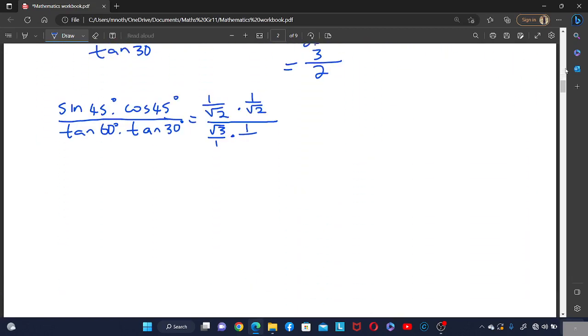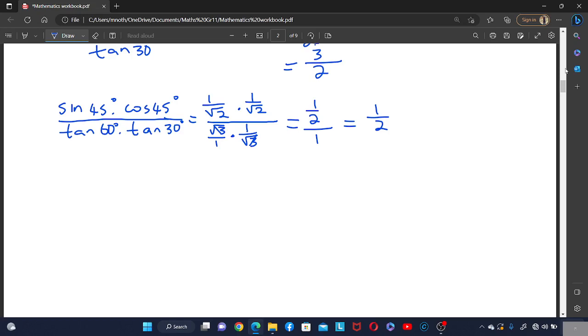So obviously these two cancel each other, and I'm going to be left with 1 below. So it's 1 over 2, because 1 times 1 is 1, root 2 times root 2 is 2. Then these are going to give you 1, so 1 over 2 divided by 1 is 1 over 2.